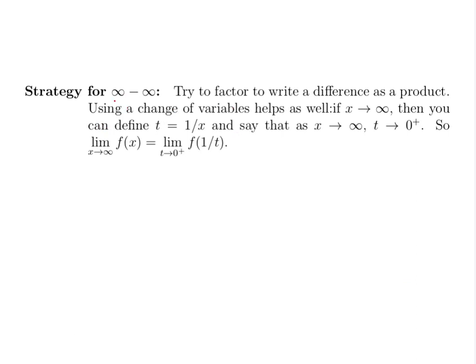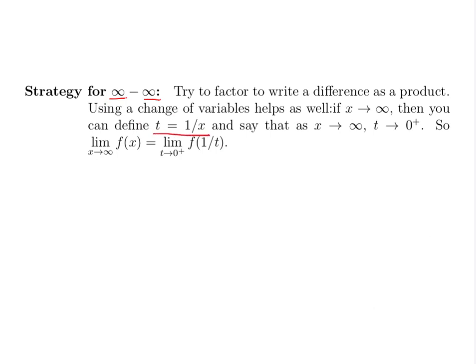This one's a little harder when you have a difference of two infinities. That means you've got a function that has two different terms that are subtracted. You can try and factor this out, pull out a common factor to write this difference as a product of two things. Sometimes you can use a change of variables.